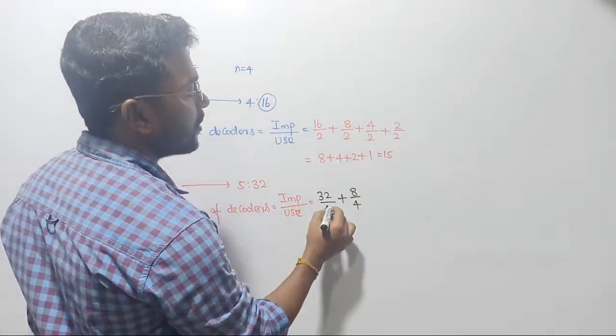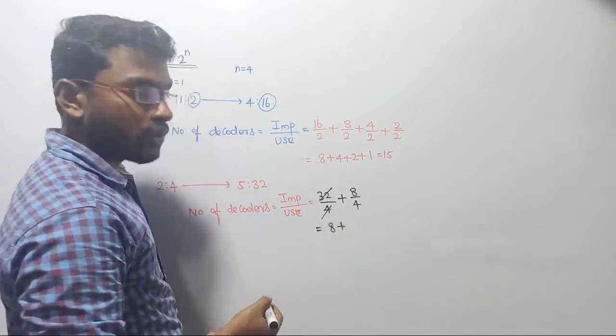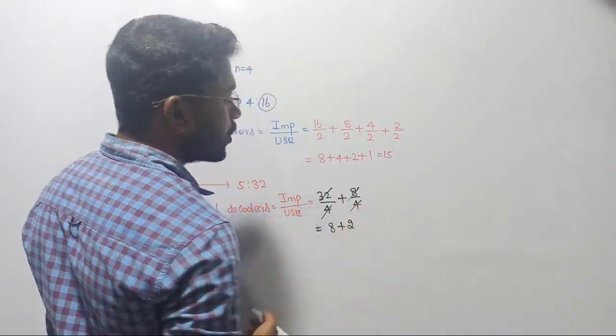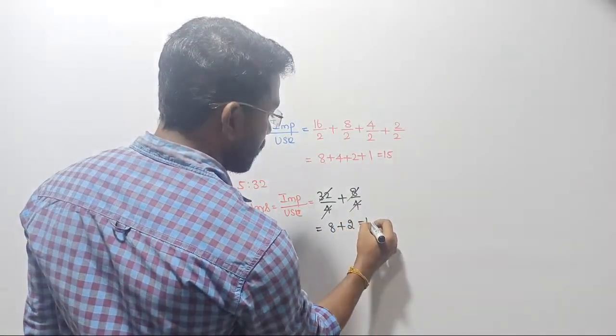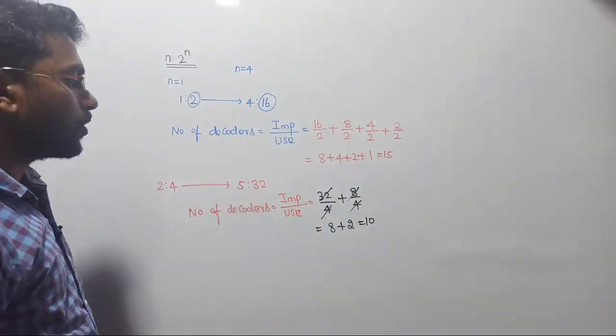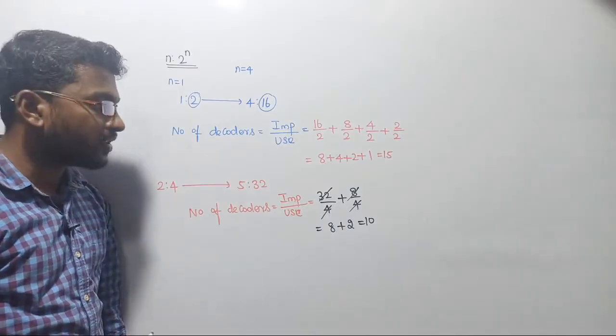So what is the answer here? If I cancel it, we are going to get 8 combination plus 4 cross 2, that is we are going to get 2, such that we are going to get 10. So 10 2 cross 4 decoders should be required in order to implement 5 cross 32. Okay, I hope things are very clear to all.